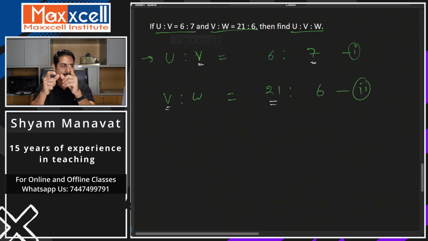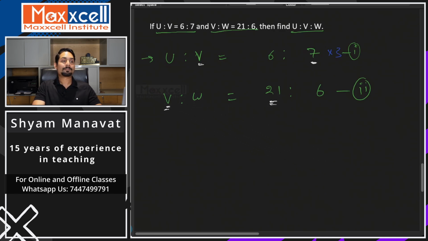But we also have to keep in mind that V is in the same question, so it should show the same value. If it is not showing the same value, no problem, we will make it the same. How will we make it the same? Here V is 7 and here V is 21. To make these values equal, can I multiply this 7 by 3? It will become 21.